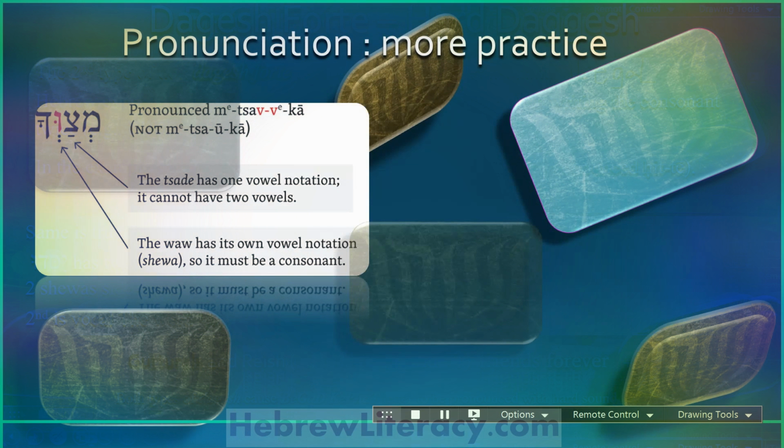All right, I want to do a little bit more practice on pronunciation since you're kind of being thrown in the water here. So look at this word, which is up here in the upper left-hand corner. I'm going to read this to you, but first I want to talk about some things, okay? Look at the first schwa under the mem. The very first letter is a mem. Look at that schwa. This schwa is pronounced. It's vocal. Because whenever a schwa begins a syllable, in this case it's the beginning of the word, so it's definitely starting a syllable, then it's vocal.